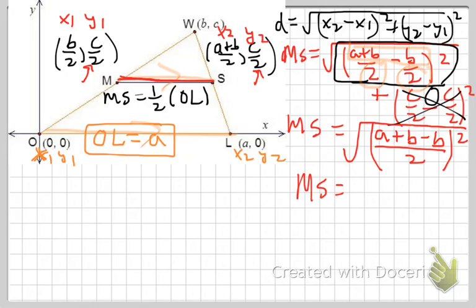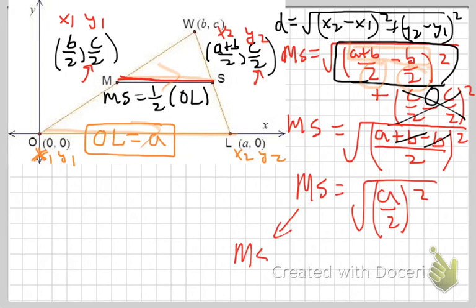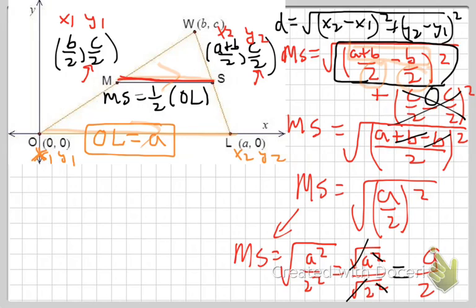Well, again, these will cancel out and give you 0. So I'm left with a over 2 squared, which means MS is, if you split it up, the square root of a squared over the square root of 2 squared. And remember what happens when you square and square root? They cancel out, and you're left with a over 2. So we really now know that MS is a divided by 2, or 1/2 a, same thing.